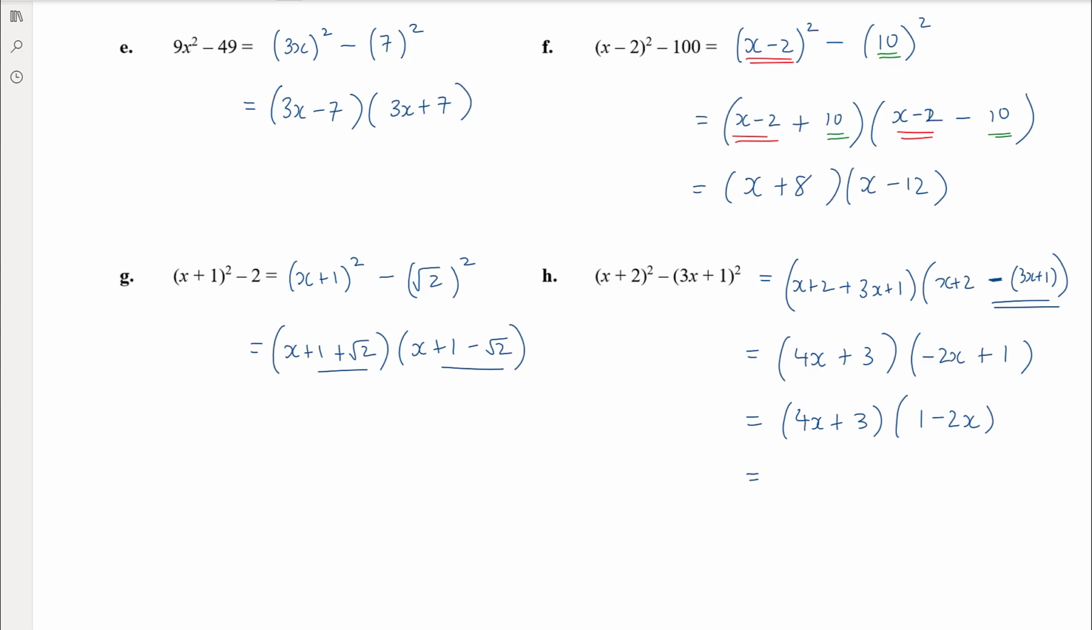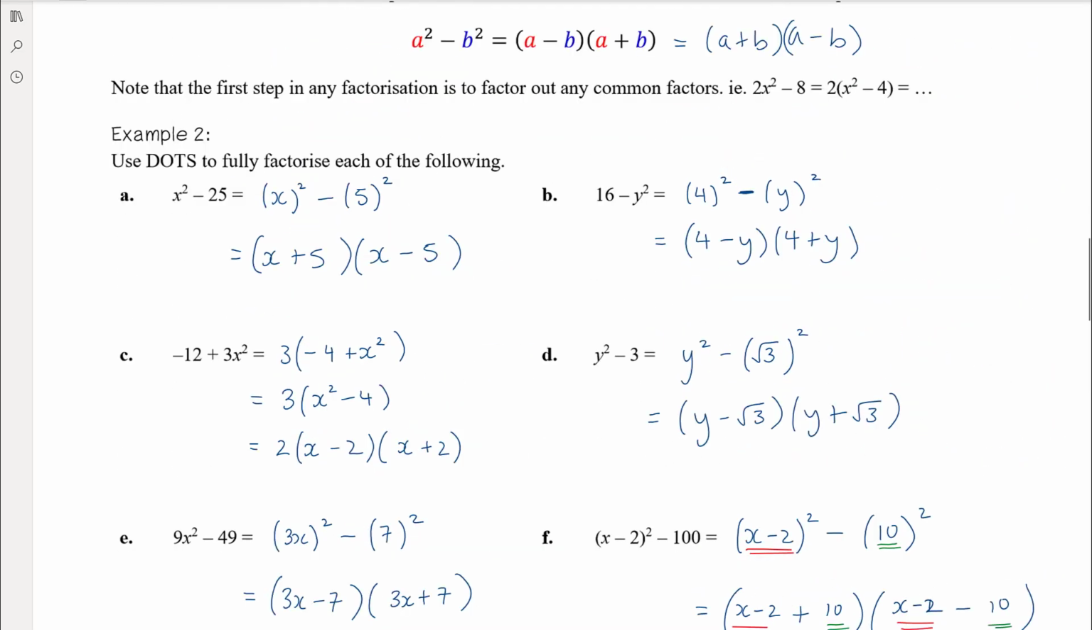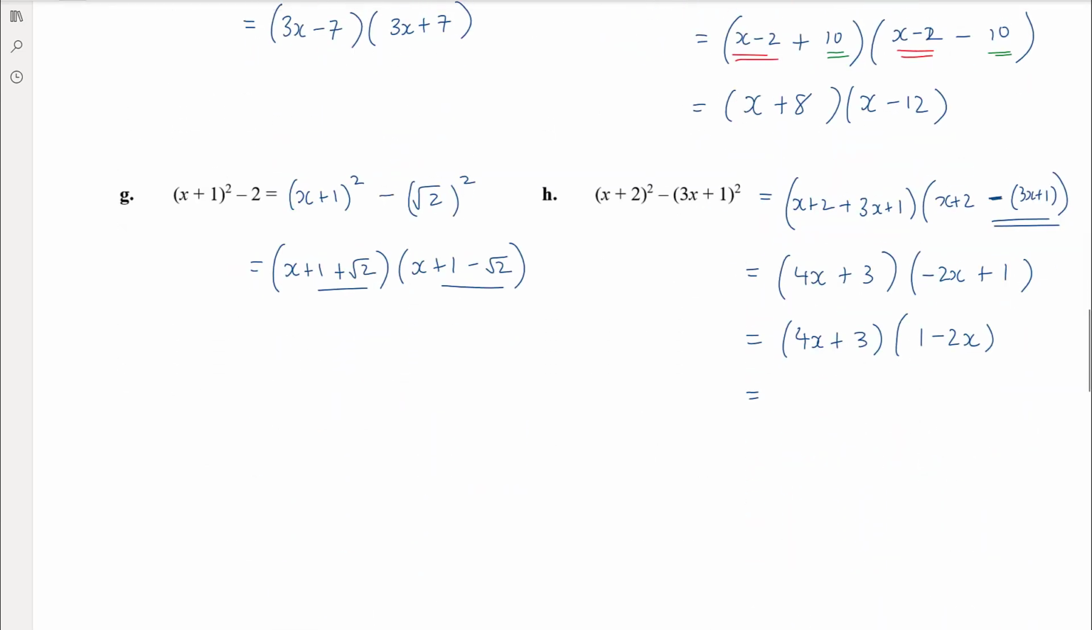You also might choose to take negative 1 out, and again, like when we factored out the 2 in the second bracket further up, we wouldn't write it in the middle, we would write it at the front. So you could take out the negative 1 and instead write that as 2x minus 1 if you prefer. Okay, all of those are the same and all of those are fully factorised.